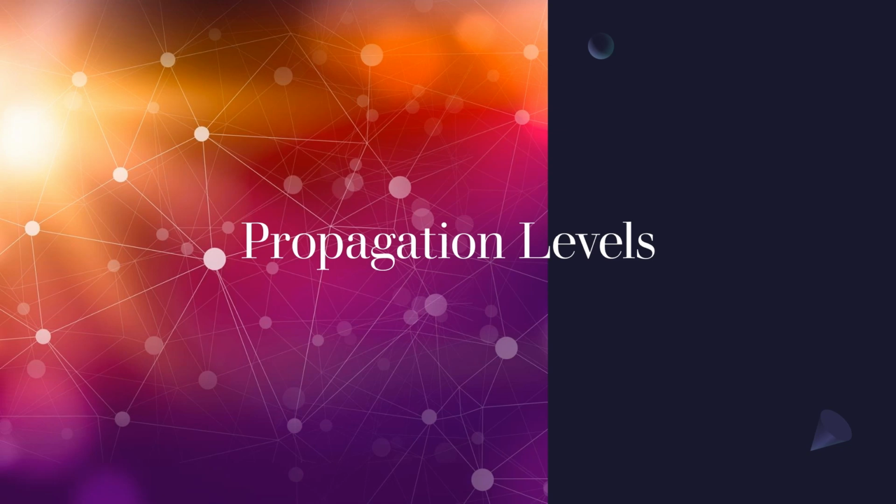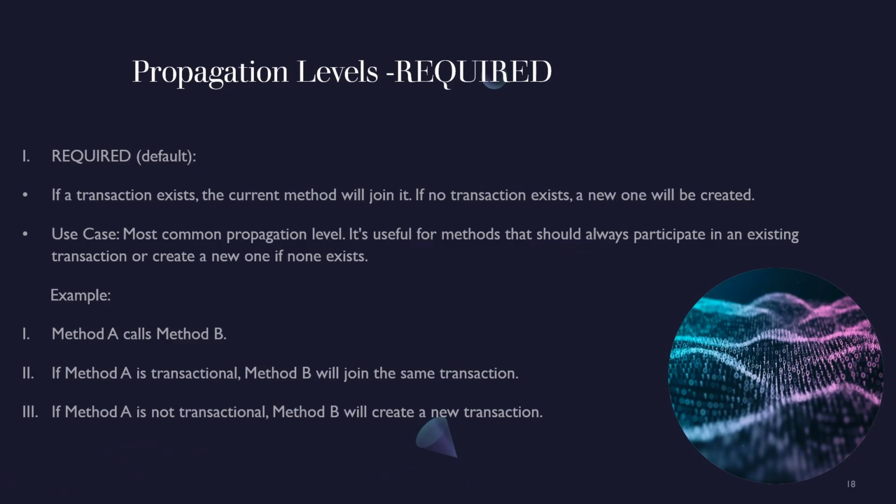Next, we will look at various propagation levels. Propagation level decides how multiple or nested transactions behave. The first propagation level is REQUIRED. If a transaction exists, the current method will join it. If no transaction exists, a new one will be created.